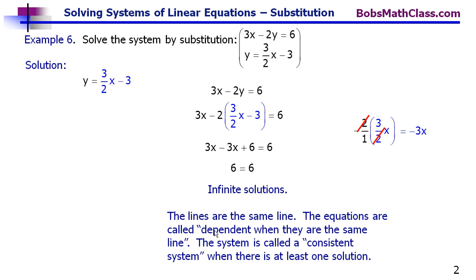The equations are also called dependent when they are the same line. So this one's called dependent. And just a little note that the system is called a consistent system when there's at least one solution. This is also consistent because there is at least one solution. There's actually infinite solutions, so it's consistent. It's also dependent.